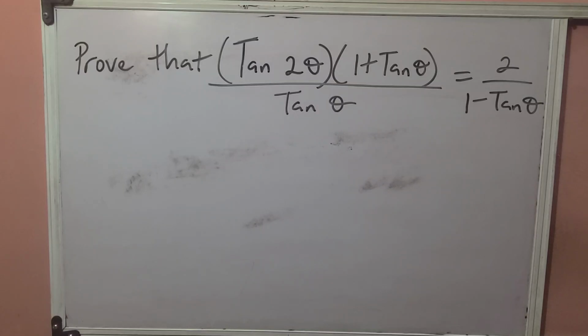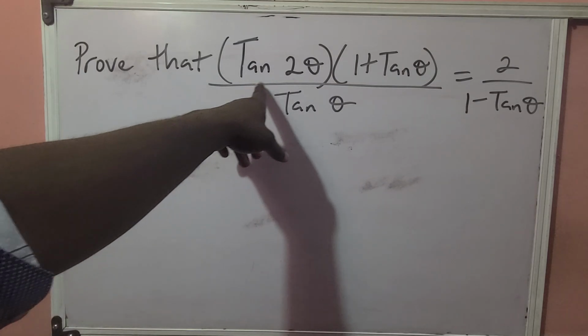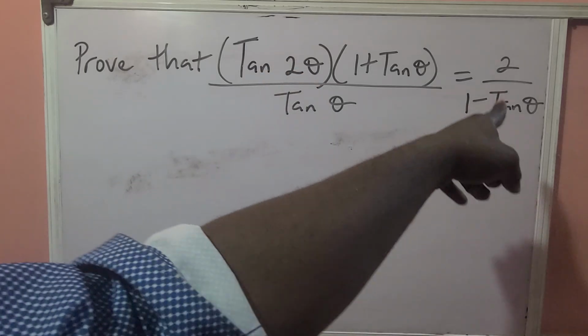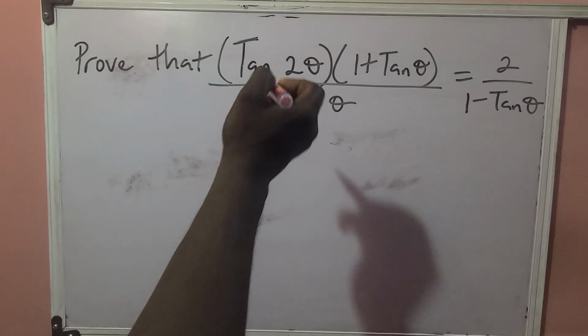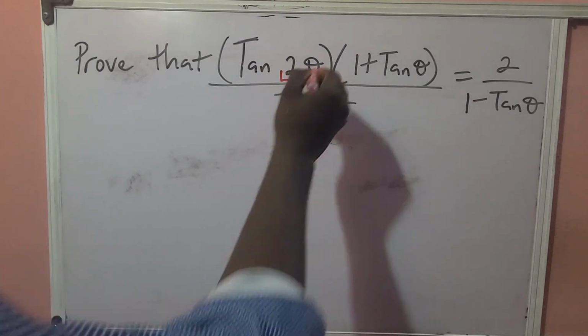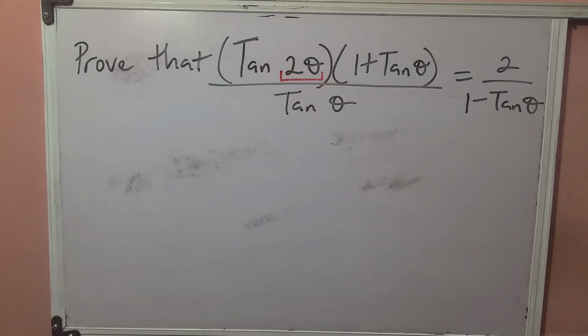All right, so in this video, we're given this particular problem. We're told to prove that what we have right here is equal to what we have right there. So this is one of the applications of our double angles, because we can see right here that what we have here is a double angle. So this is tan 2 theta.